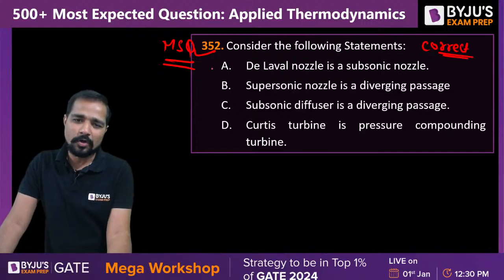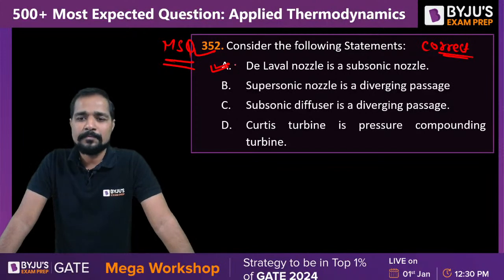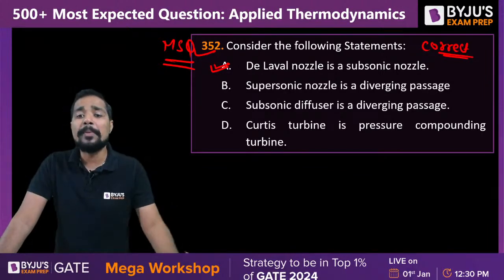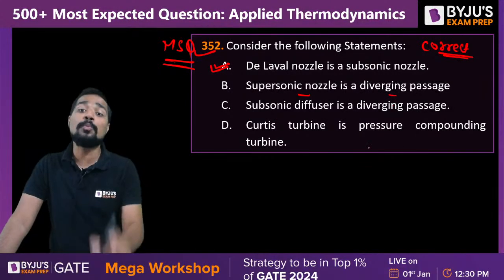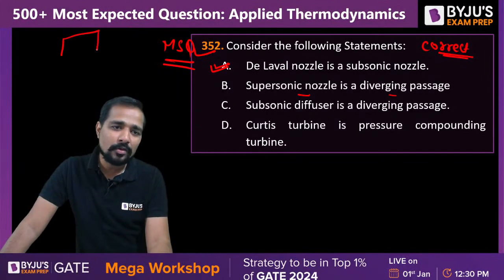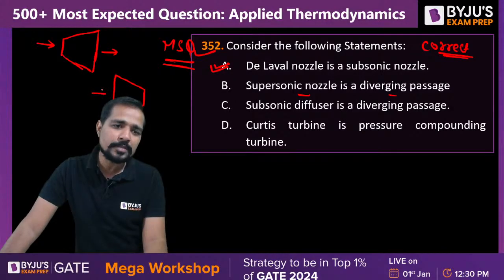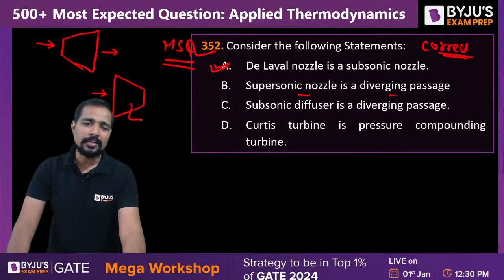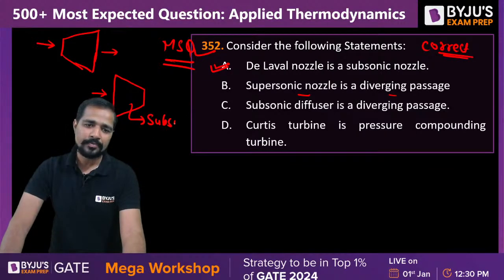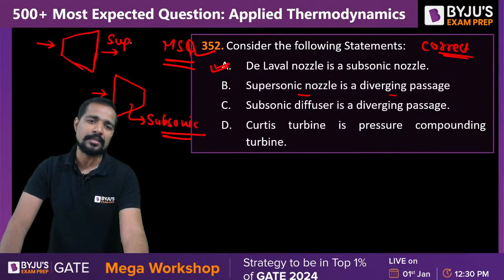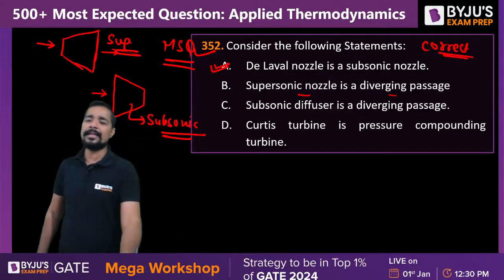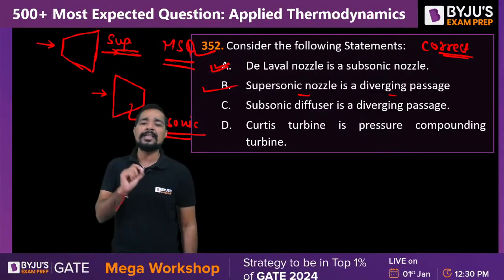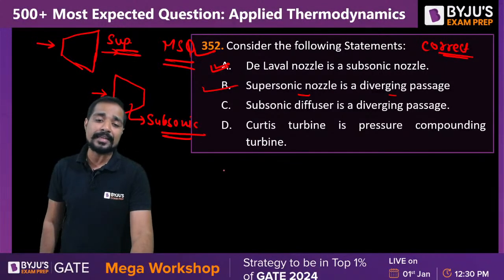Sir, D: a turbine nozzle is the subsonic nozzle that is used in turbine. Supersonic nozzle is the diverging cross-section area, my dear. Absolutely right. The subsonic nozzle you have seen a number of times, my dear. This is the example of a subsonic nozzle. Okay. So this one is the nozzle whatever we see, the subsonic nozzle, and this one is the supersonic nozzle. So the supersonic nozzle is the diverging cross section area. It's absolutely right. And the subsonic diffuser is the diverging cross section area. It is absolutely right also.